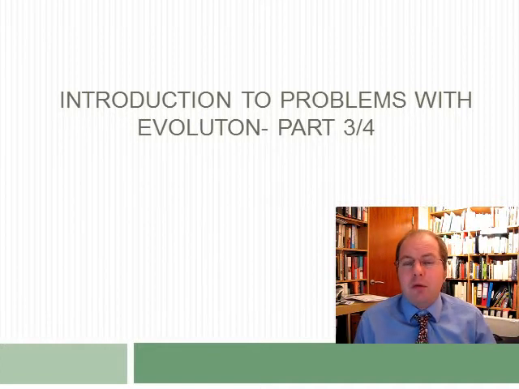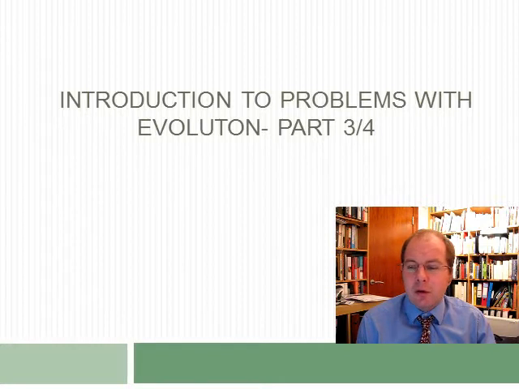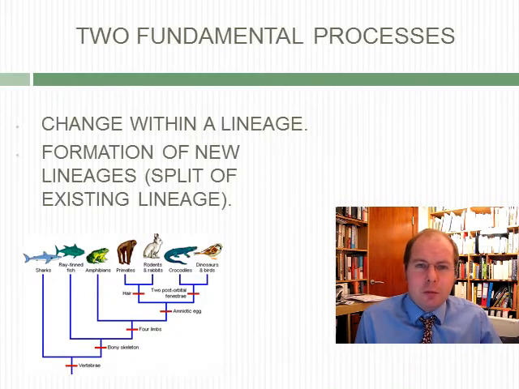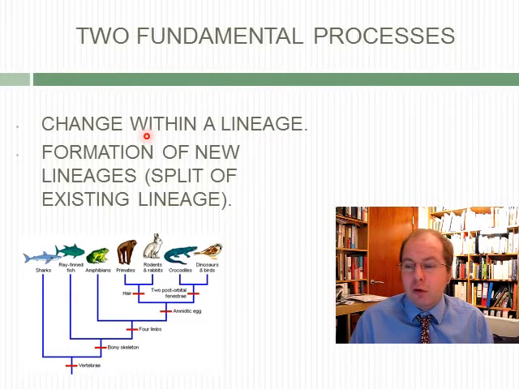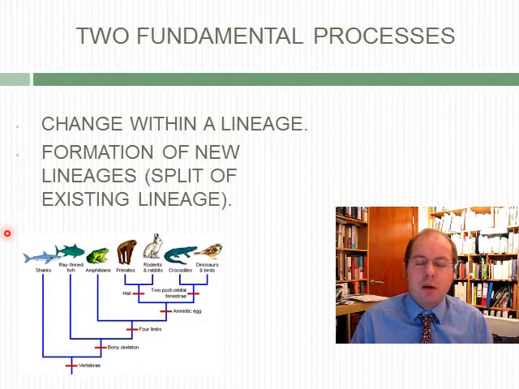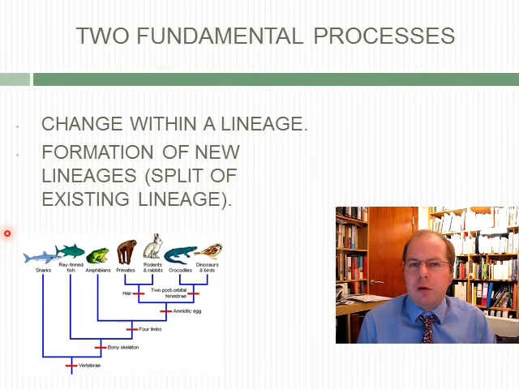Perhaps it's helpful just to outline at the start that you have essentially two fundamental processes in Darwinism. You have change within a lineage, and then you have the formation of new lineages. For example, change within a lineage would be the five-toed horse becoming a one-toed horse: loss of toes, change within a lineage.